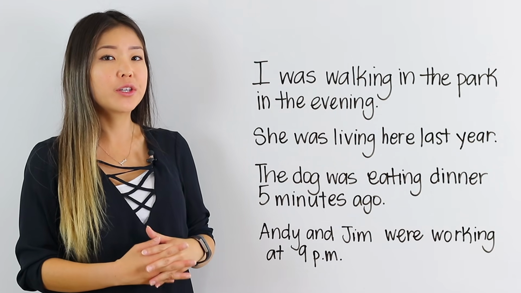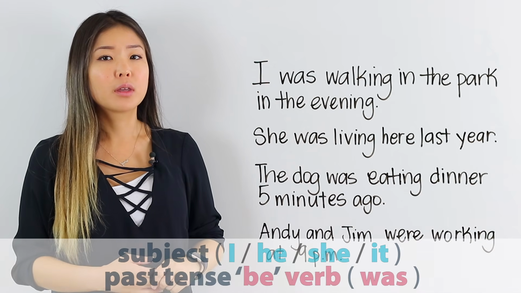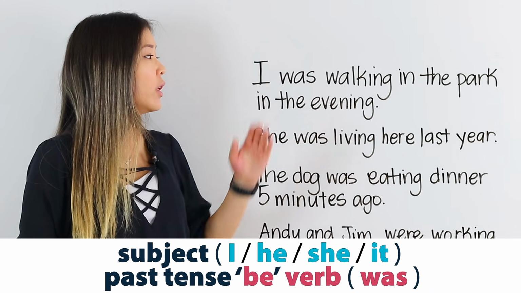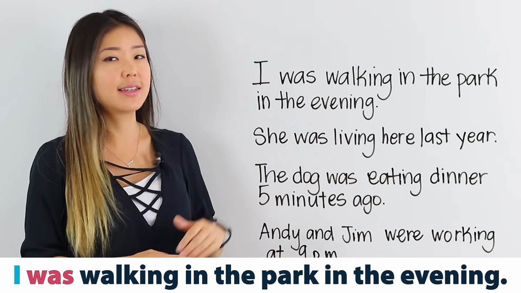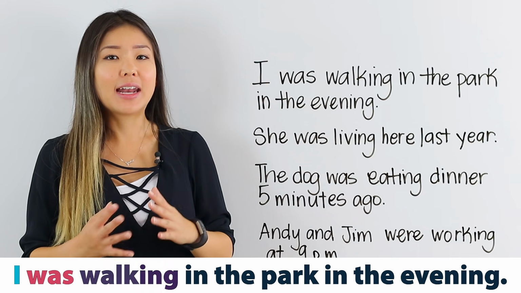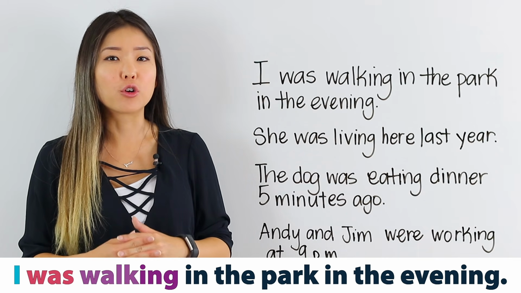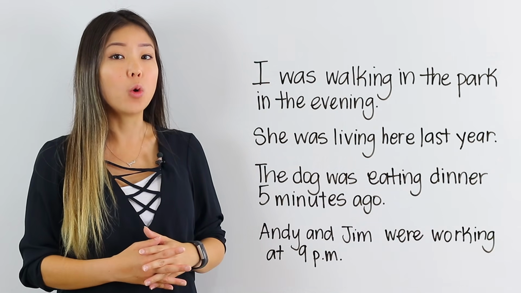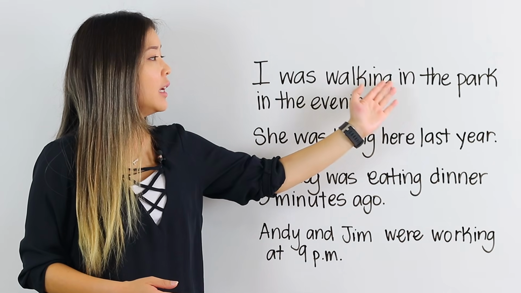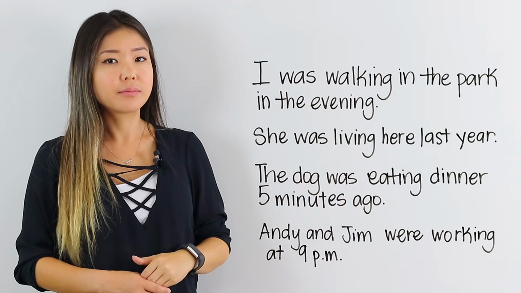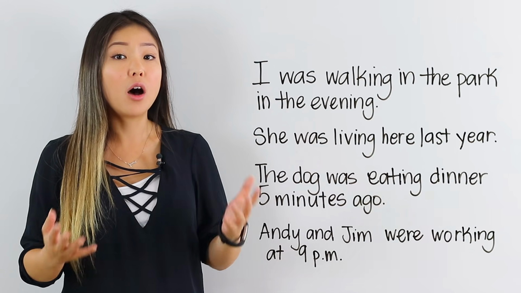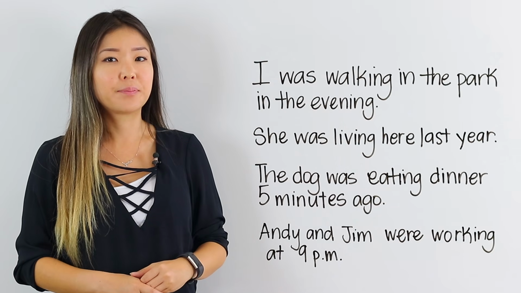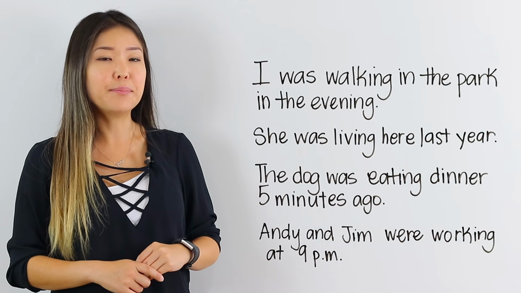So first, we start with the subject, I. For I, he, she, and it, we follow with was. I was. And then we add an ing to the end of the verb. I was walking. Now take a look at the whole sentence. I was walking in the park in the evening. You can see that this was an ongoing action and it happened in the past. Let's look at the next example.